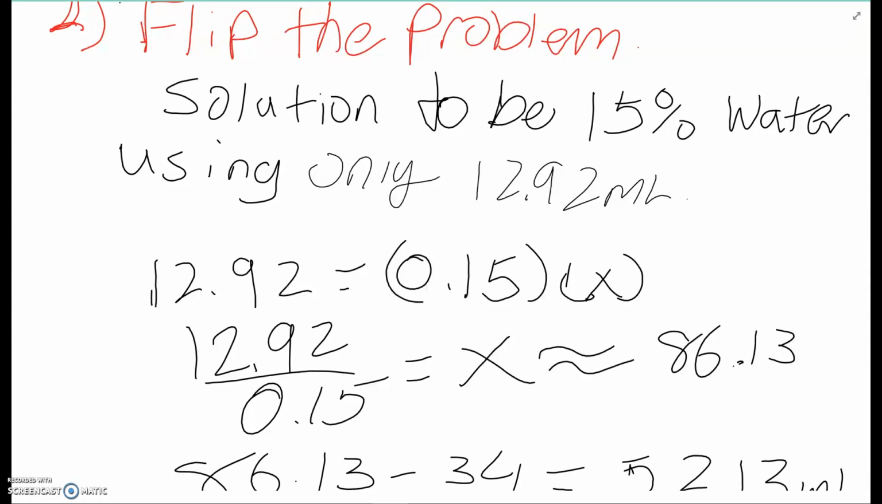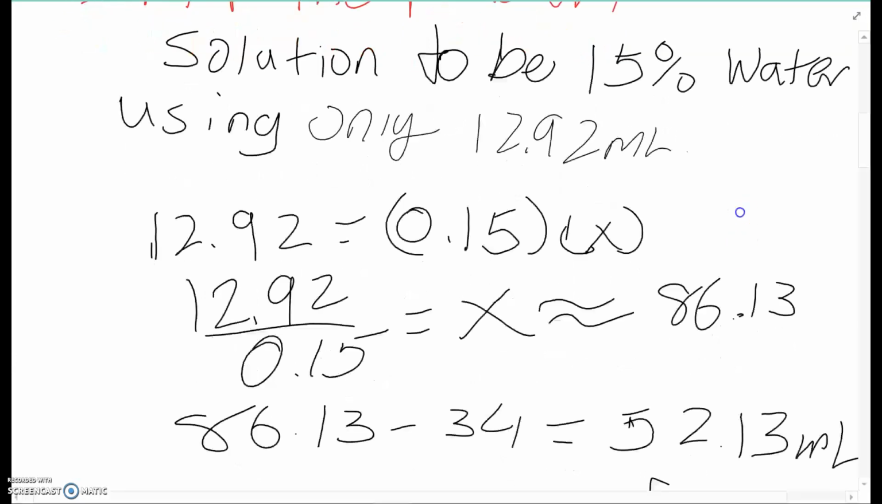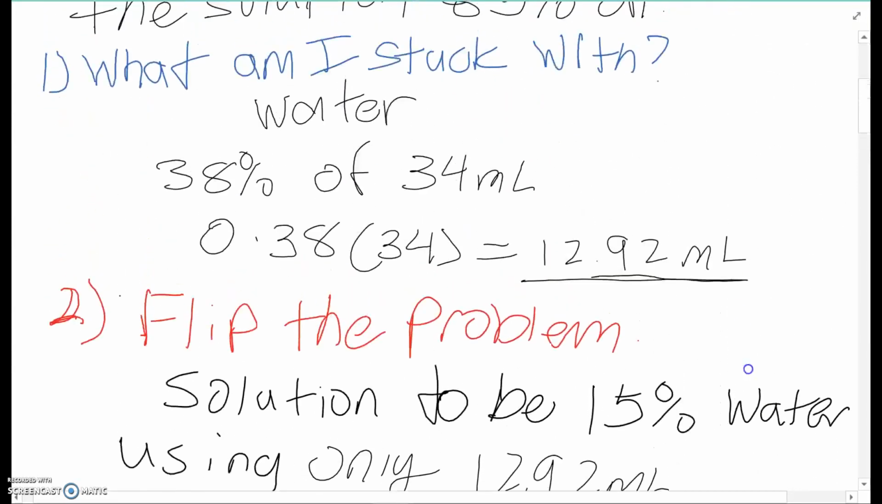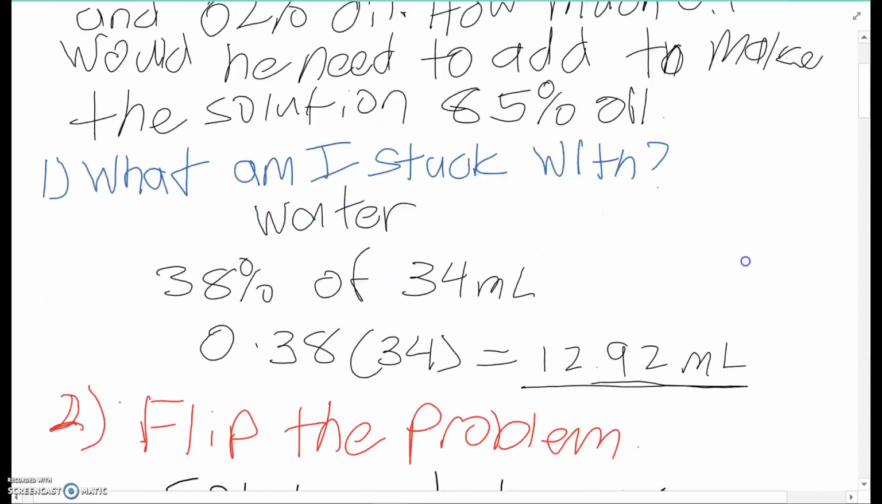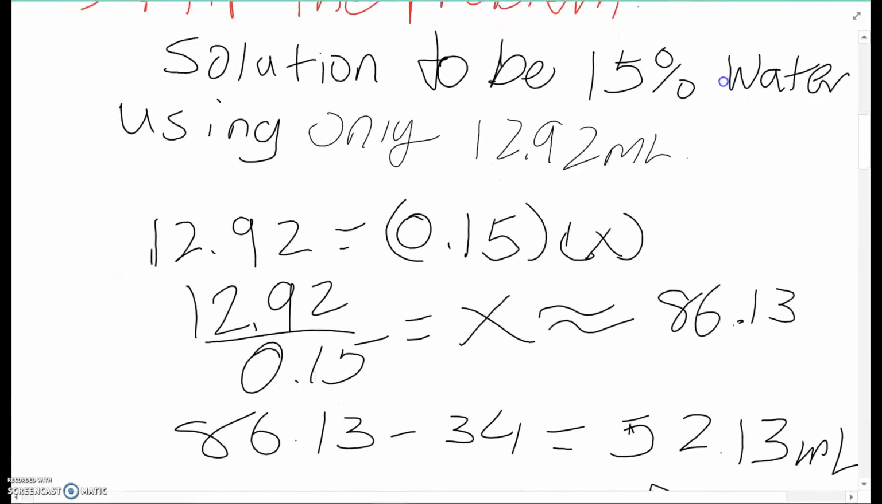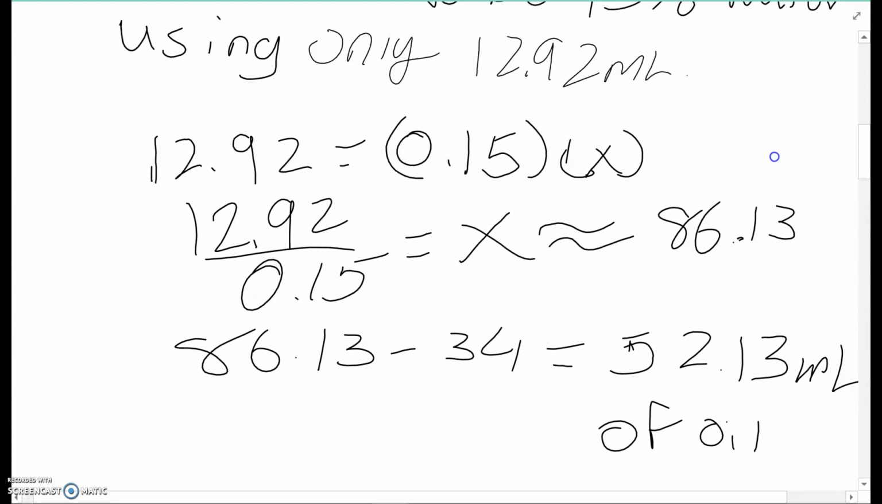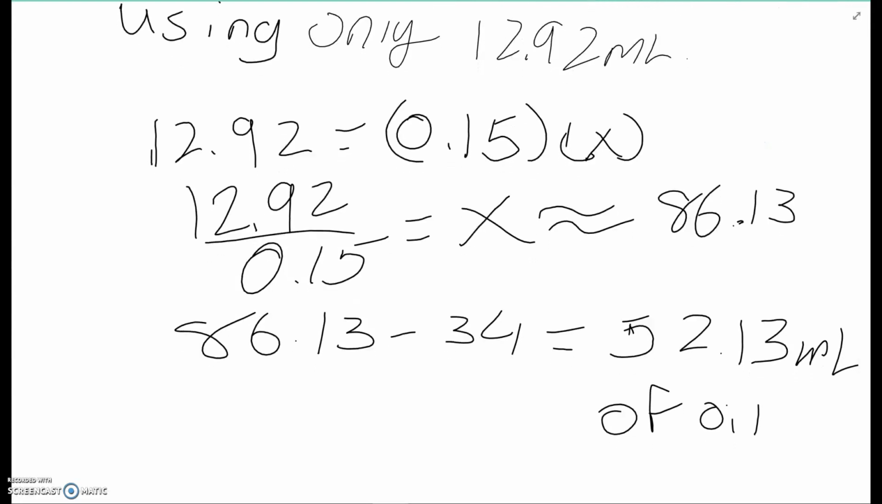So if I had 86.13 milliliters and 12.92 of it was water, I would effectively have 15% of that entire solution to be water. But I don't have 86.13 milliliters of solution. I currently have 34, right? That's what we started with. So what I can do is just add the difference between what I currently have and what I would need. I would need 52.13 milliliters of solution to get to 86 milliliters of solution.